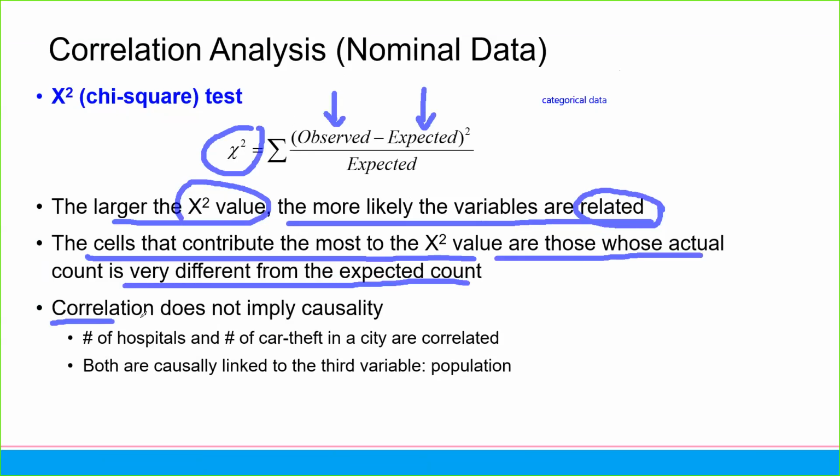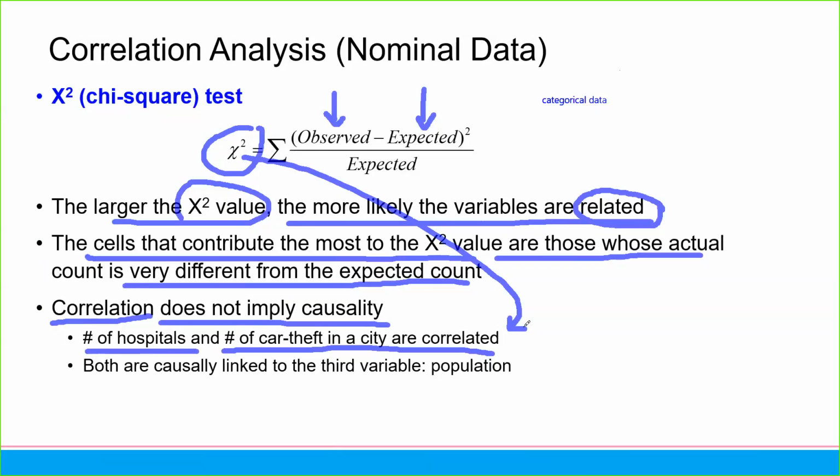So the word here is correlation. The correlation does not imply causality. What does it mean? Let's say I have two variables. Let's say the number of hospitals and the number of car theft in a city are correlated. Because of the chi-square, we can see they are correlated. But can we say something like, maybe because the car theft is the criminal, because the number of criminals is high, then people go to hospital more, so that's why the number of hospitals is also high? Can we say that?